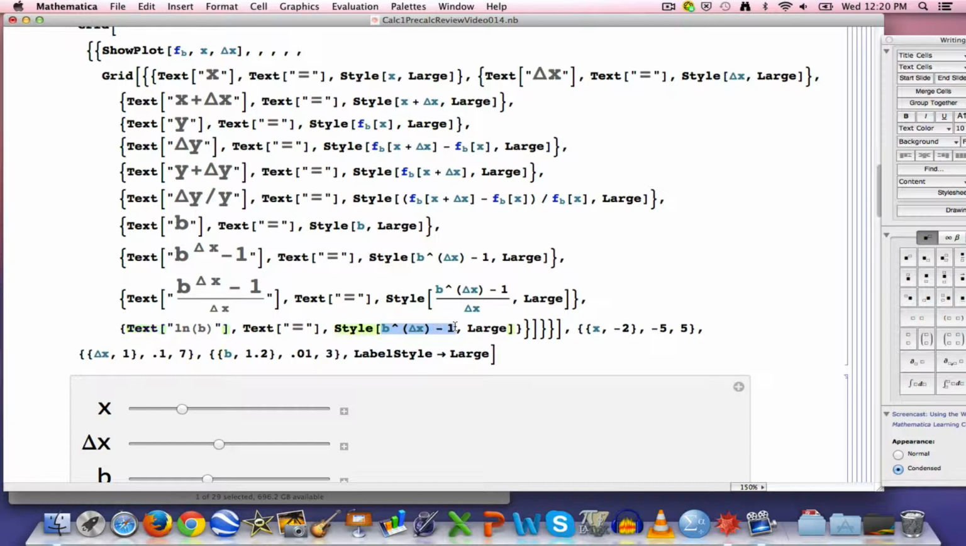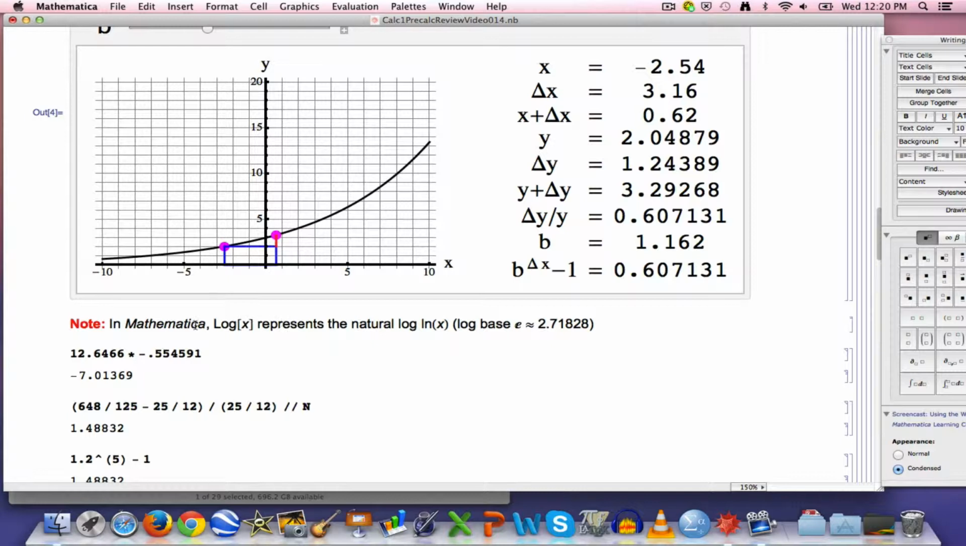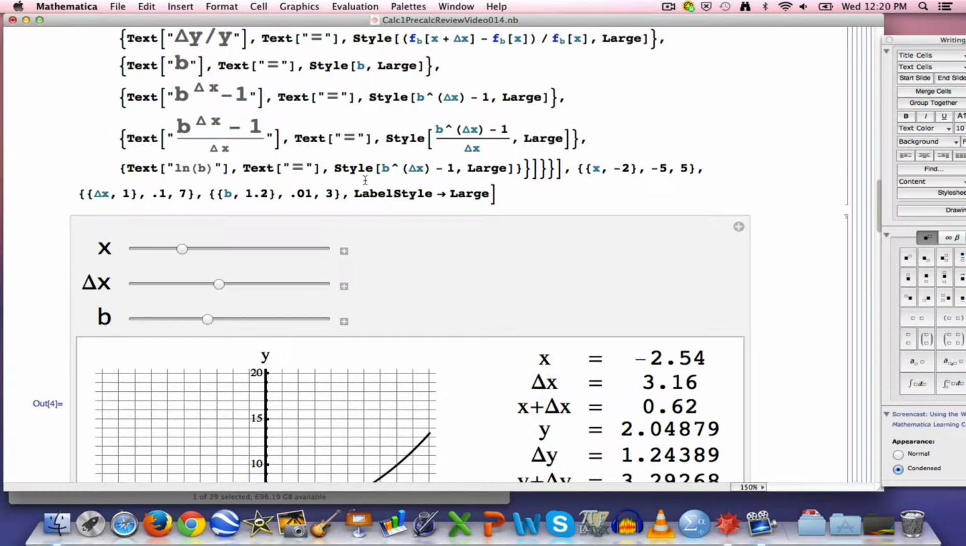Unfortunately, here I can't replace that by an ln of b because that's not a built-in Mathematica command. Somewhat paradoxically, Mathematica represents the natural log as log, which many people represent as the common log, log base 10. But no, in Mathematica, the default for log is natural log, log base e, for reasons I won't get into. So instead of typing ln of b here, I need to type a capital log of b. That's going to be the natural log of b.